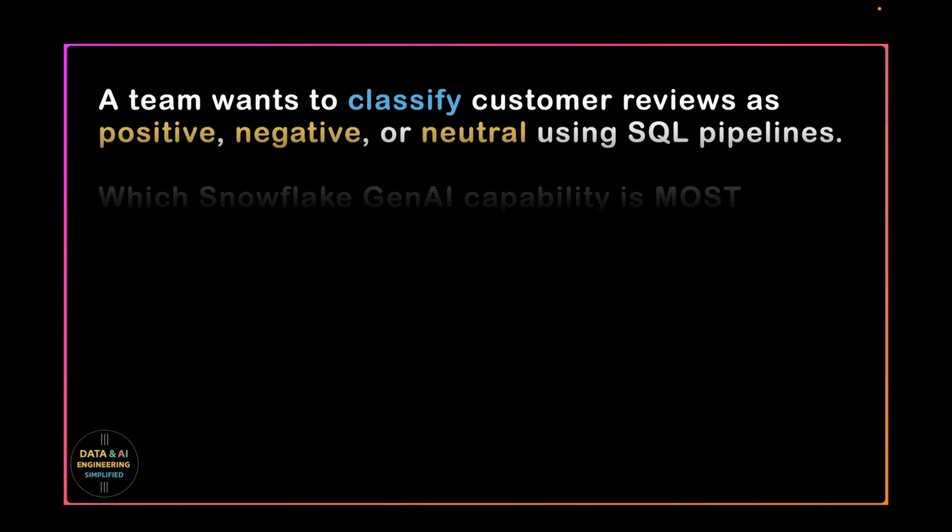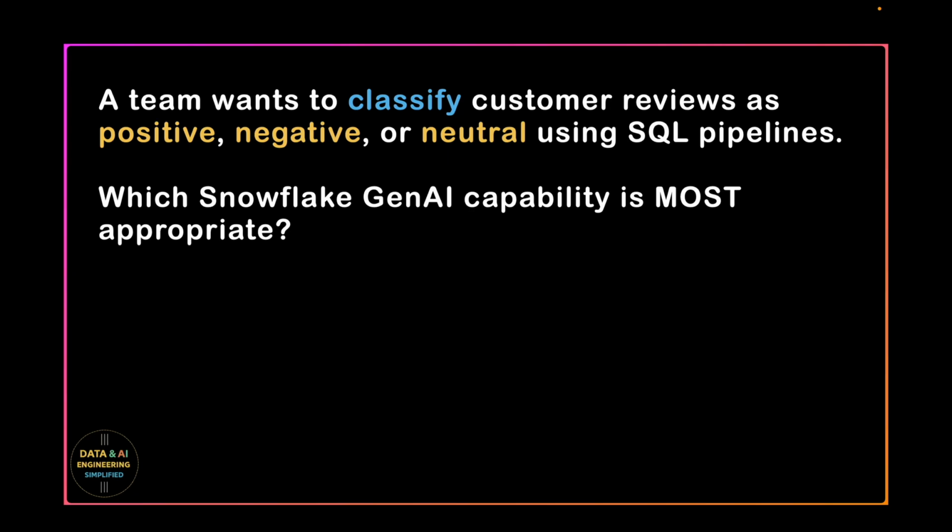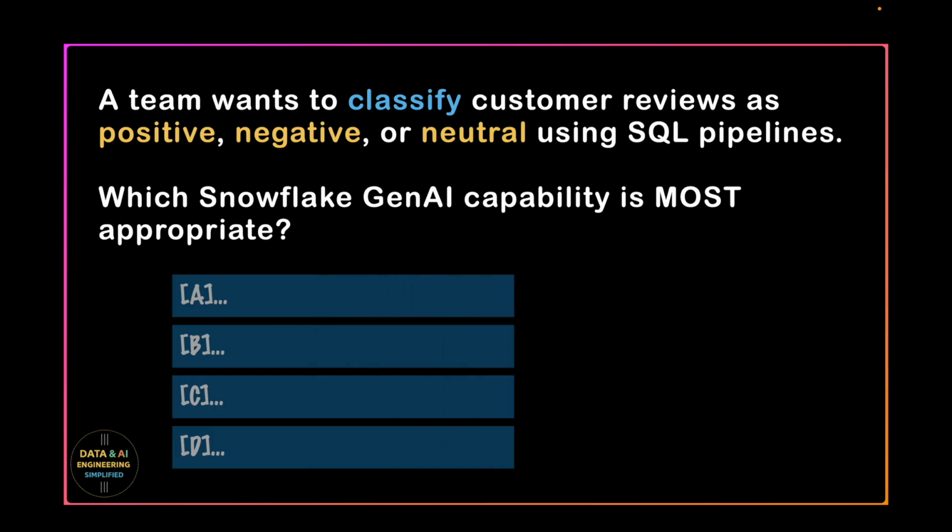A team wants to classify customer review as positive, negative, or neutral using SQL pipeline. Which Snowflake GenAI capability is most appropriate? You will get 4 options, and generally, people will select either complete or this or that. However, this is a task-specific function, and this is built for classification.